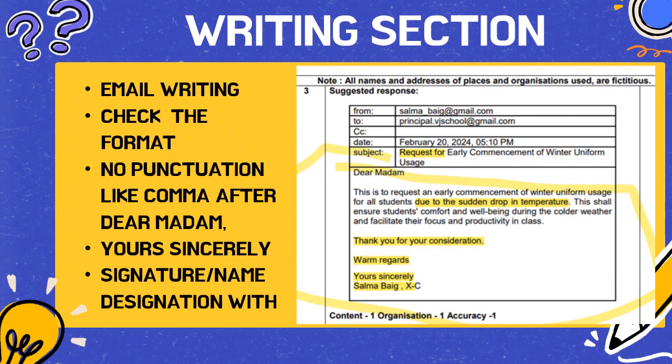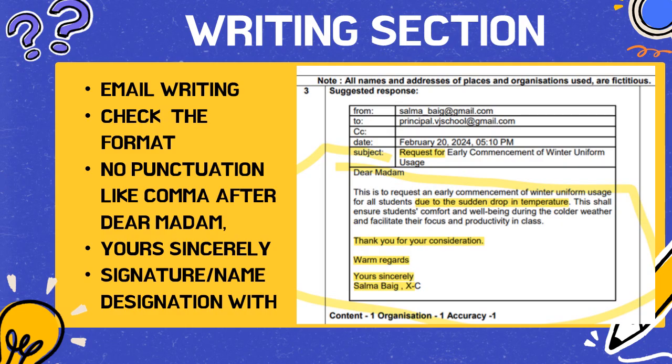Now coming to the writing section, the first question is an email writing. You need to check the format. The format would have been furnished for you in the question paper. So this sample which is being shown in the slide is also taken from the sample paper. Be careful, there should be no punctuation like a comma after Dear Madam, Yours sincerely, no apostrophe above Yours. And the last one, when you sign also, you need to sign with your name and designation as shown in the slide.